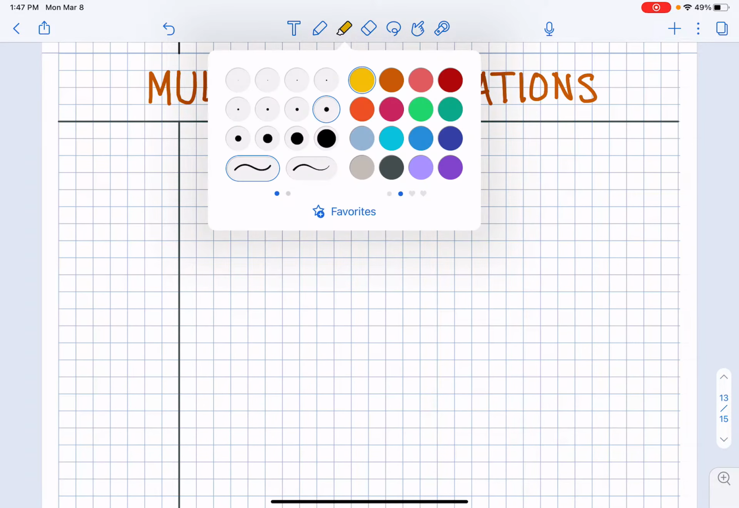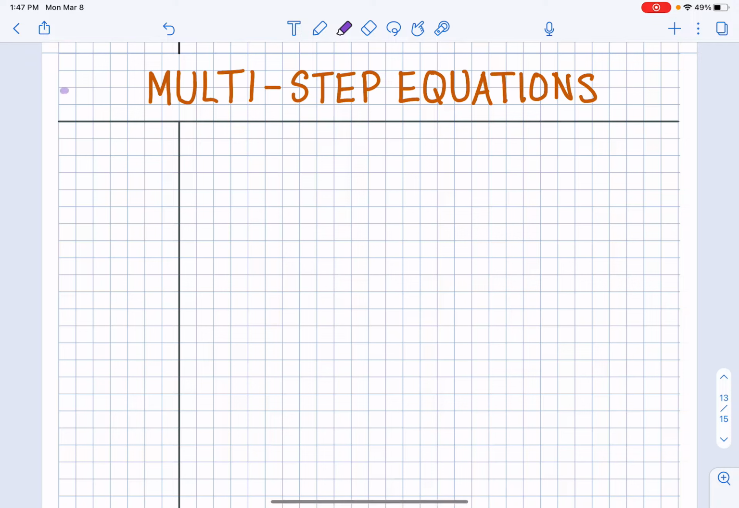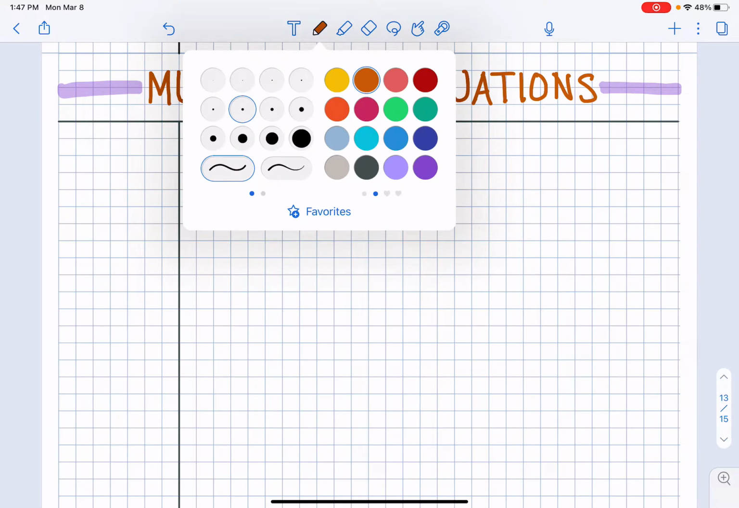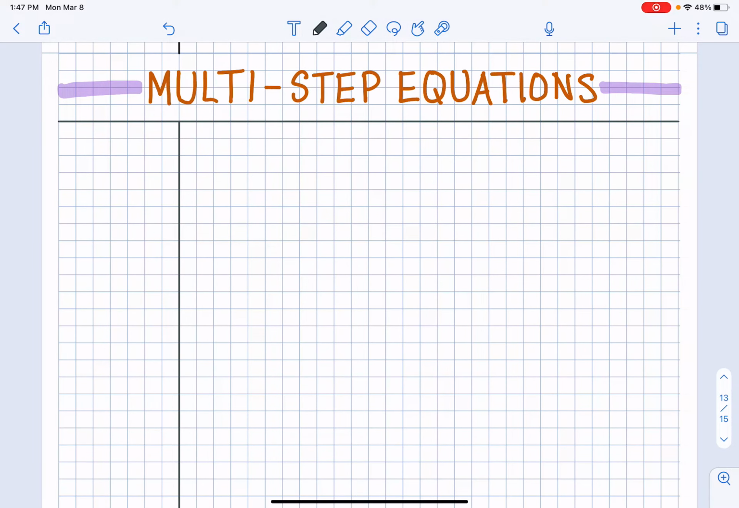Okay, and so for highlighting, let's go with like a blue today. Maybe a purple. Let's highlight with purple today. Okay, and maybe in the background you guys might hear Mr. Ade while he's teaching his other class. All right, so today is this date for me. Whatever date is for you, go ahead and write that in.